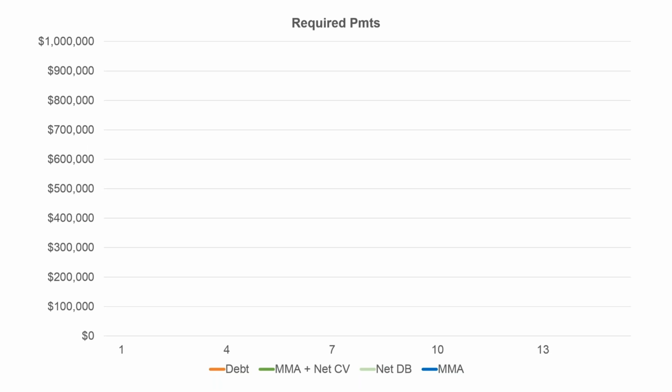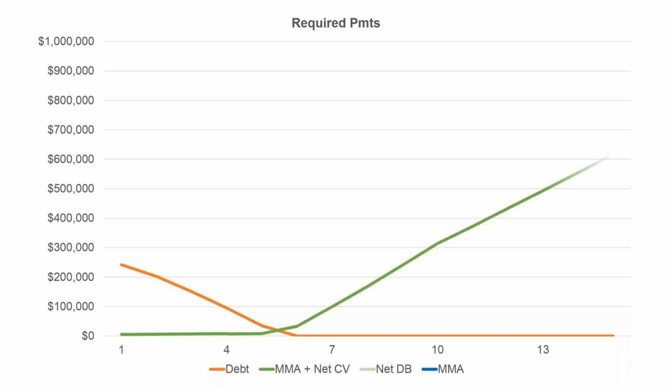So here's how the graph looks. When we graph these numbers out, we can show here's your debt, and you can see it goes down, right? It's paid off between 5 and 6 years here. And then the next line is the money manager account, money that's outside the policy, plus the net cash value that's in their policies. We show that going along and then increasing once their debt is paid off, obviously.